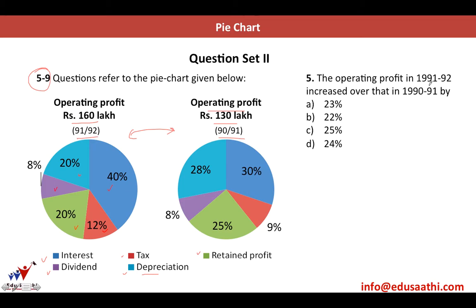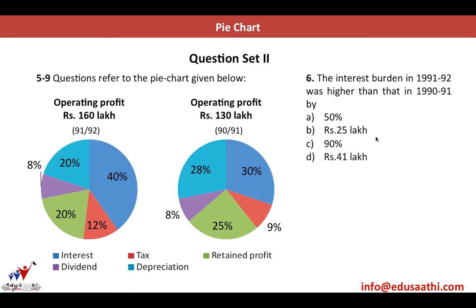The operating profit in the year 1991-92 increased over that in 1990-91 by, so in 1991 my operating profit was 130. This is the initial value. The final value is 160 lakhs. We've been asked the percentage increase. So the answer is final minus initial divided by initial, which is 130 into 100. So this gives me 30 divided by 130 into 100. And when you calculate this, you'll get the answer as 23%.